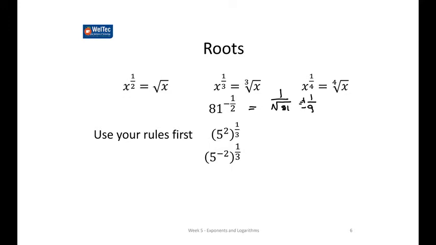5 to the power of 2 to the power of a third. Let's do the bit in brackets first. That's 25, and then it would be the cube root of 25. 5 to the power of negative 2 to the power of a third: 5 to the power of negative 2 is 1 over 25, and then you want the cube root of that. And if it was important to you, you would find the number.